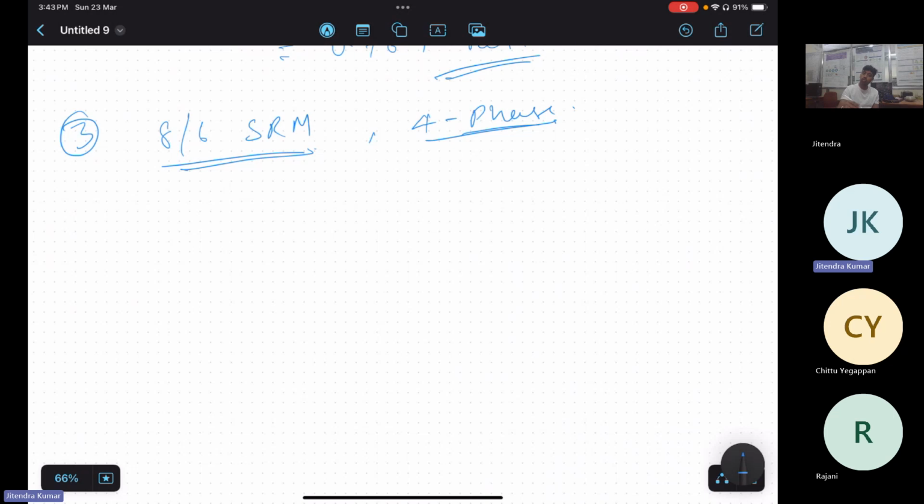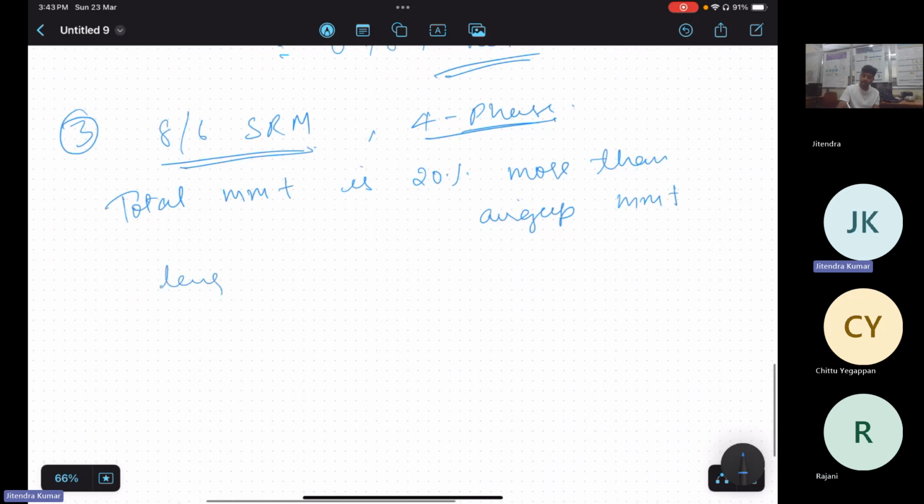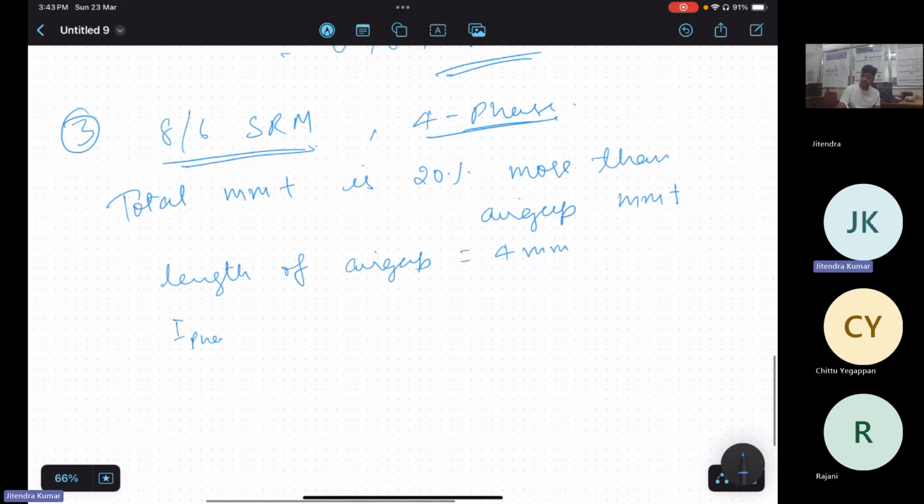Now it is given that the total MMF is 20% more than the air gap MMF. And the length of the air gap is given as 4 mm. Right. Now, the phase current is also given, and the number of total turns is also given. So, phase current I phase is 35 amps, and the number of turns is 460. We have to find out the flux density in the air gap.